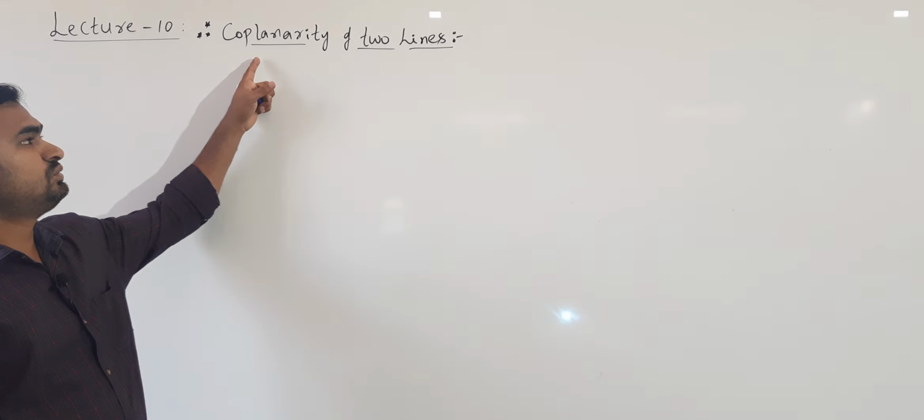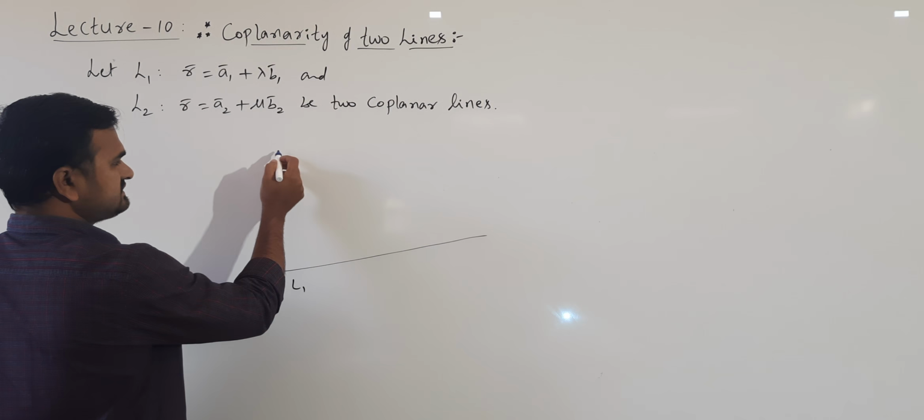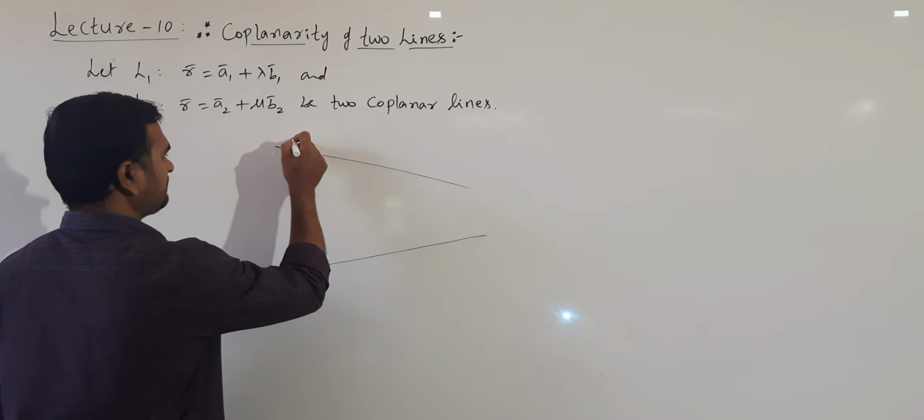Now this board is in the form of a plane. So assume that the two lines are lying in this plane of the board. Okay. So we are taking two lines. Suppose this is the first line L1 and this is the second line L2.